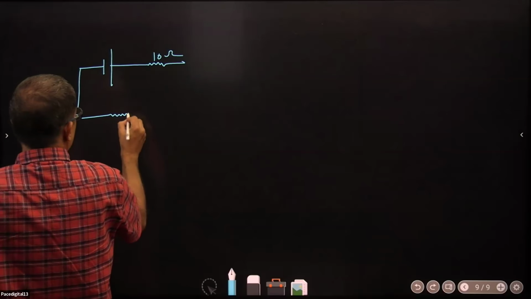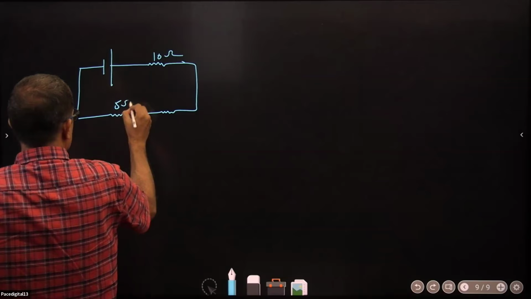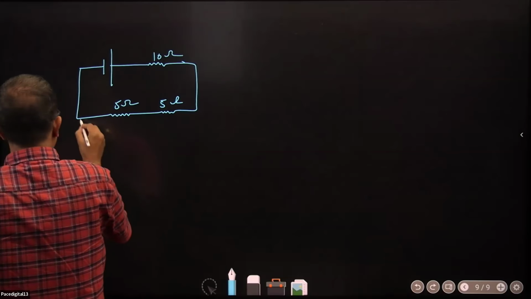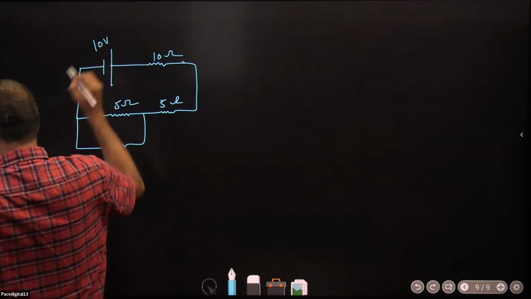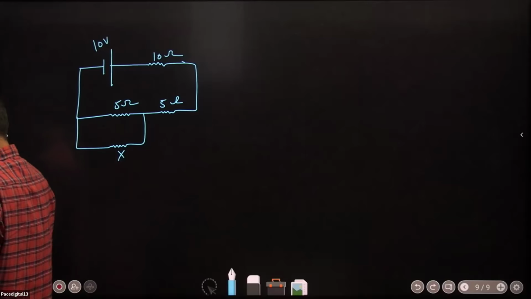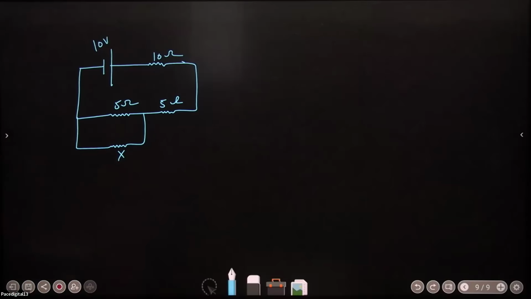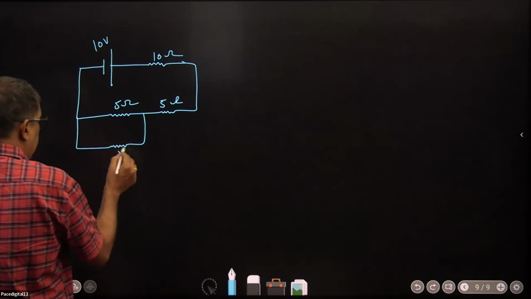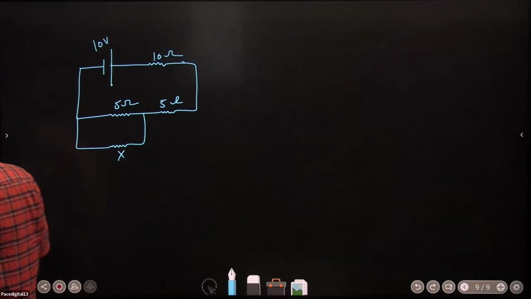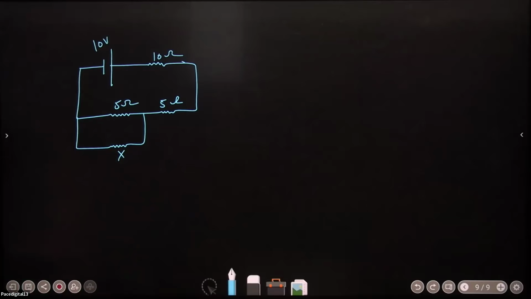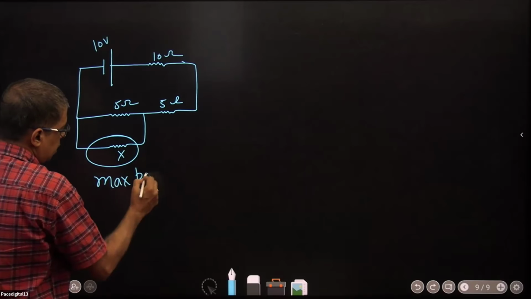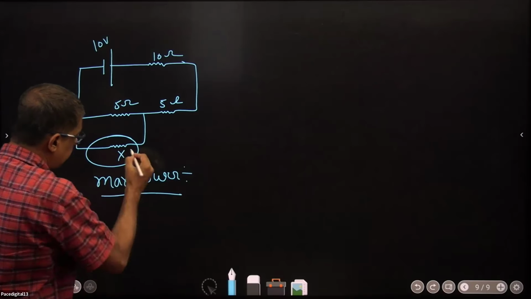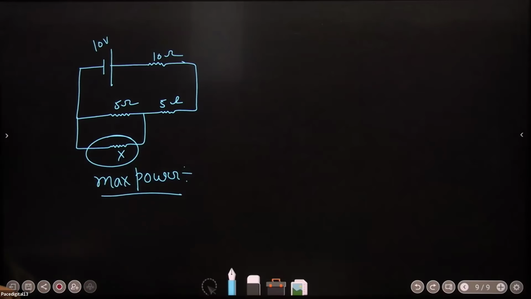Ten ohms, 5 ohms, 5 ohms. This is X. This is 10 volts. The maximum power dissipated through the unknown resistance is to be found out.